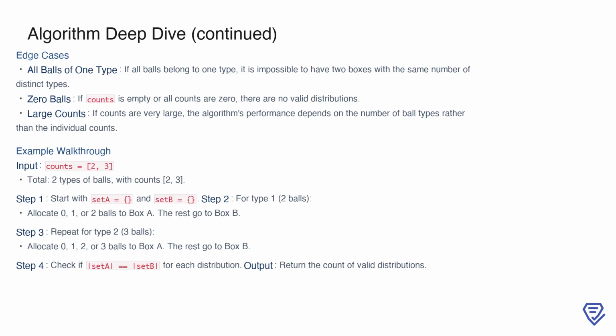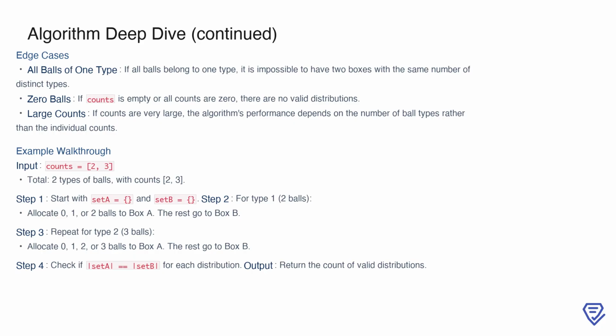To illustrate the algorithm, let's look at an example with counts equals [2, 3]. There are two types of balls, with counts of 2 and 3 respectively. Initially, we start with empty sets for box A and box B. For the first type, there are three possible allocations: 0, 1, or 2 balls to box A. The remaining balls automatically go to box B. Next, for the second type, we have four options: 0, 1, 2, or 3 balls to box A.